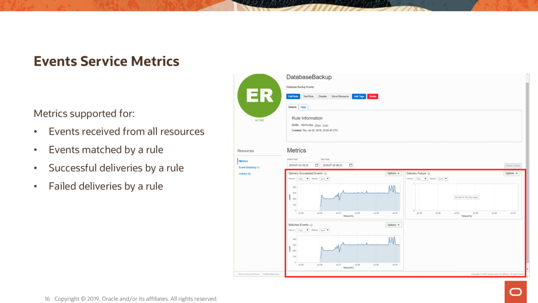In terms of metrics, the OCI event service emits metrics on how many events are published, how many are matched, and how many events were successfully routed to corresponding actions. And you can view these metrics in the telemetry dashboards in the OCI console, and they give you nice, rich graphical views into how your rules are behaving.